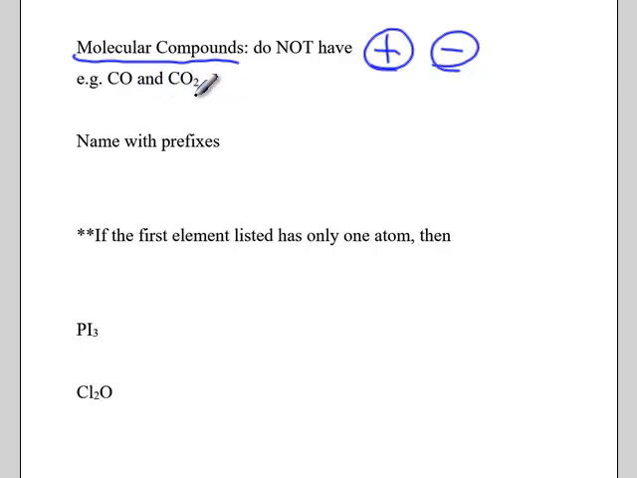Carbon and oxygen could also make another compound, one carbon and two oxygen. In this case, we have to name them with prefixes that tell the number of each atom in the chemical formula. The prefixes are on your formula sheet. 1 is mono, 2 di, 3 tri, and so on.